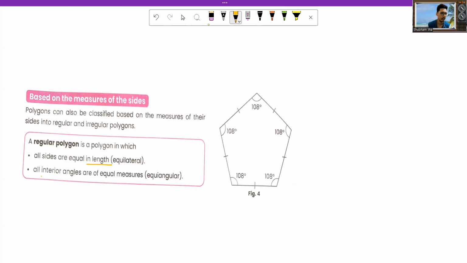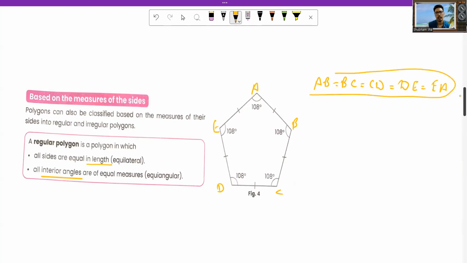The second is that all interior angles are equal, meaning if you measure all the angles of a polygon, all angles should be equal. Now, if you look at this diagram, let's take this point as A, this point as B, C, D, E. From here we can understand that AB is equal to BC is equal to CD is equal to DE is equal to EA. Now since all the sides are equal, the first criterion is met.